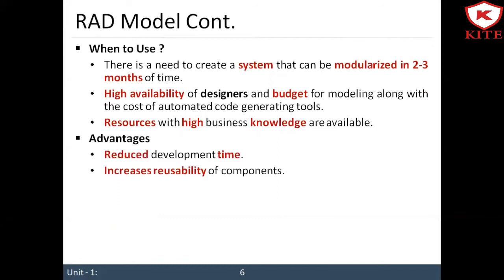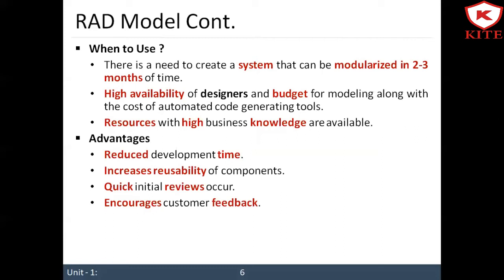So here is the summary for the rapid application development model. When can we use the rapid application development model? The first one is there is a need to create a system that can be modularized in 2-3 months of time. So in any project, if we have a time of 2-3 months for one module, then we can use the rapid application development model.